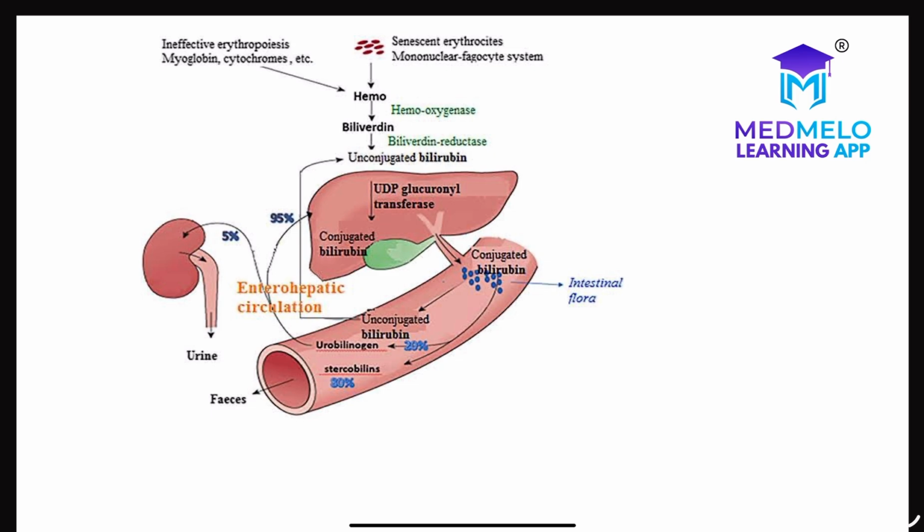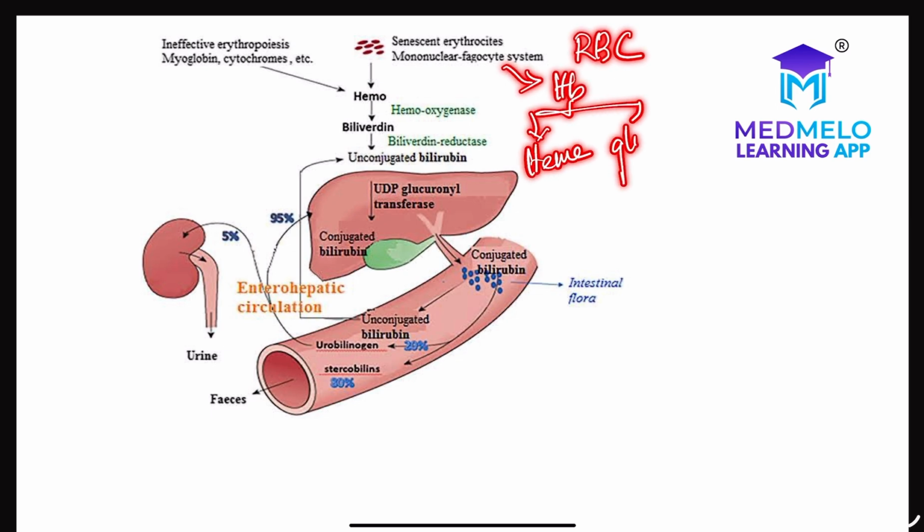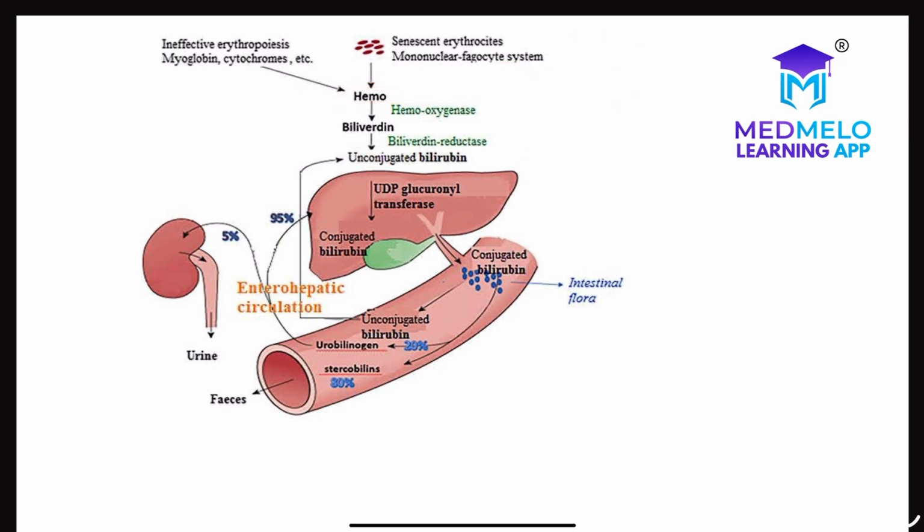the hemoglobin, which contains heme and globin. After the RBC fragments, it releases the hemoglobin, and it divides into heme and globin. The heme part is converted into biliverdin by the enzyme heme oxygenase, and the biliverdin is converted to bilirubin, the unconjugated bilirubin, by biliverdin reductase.